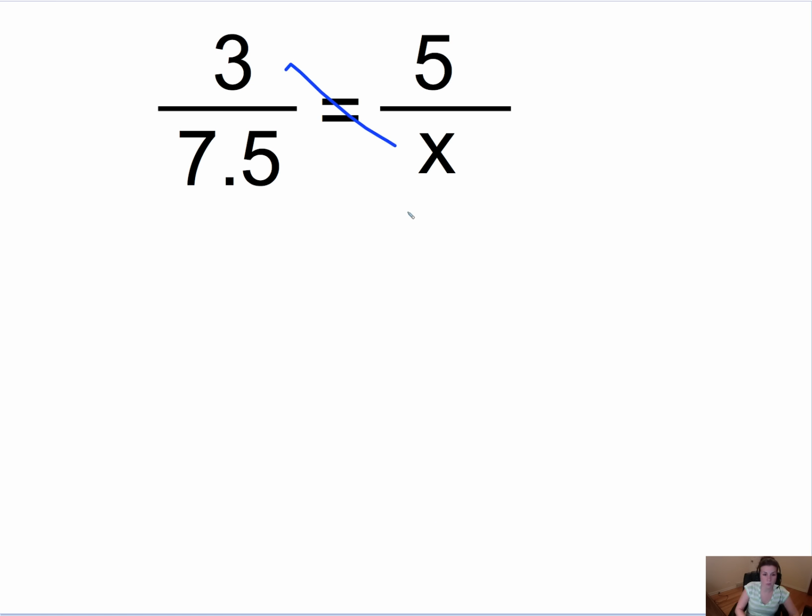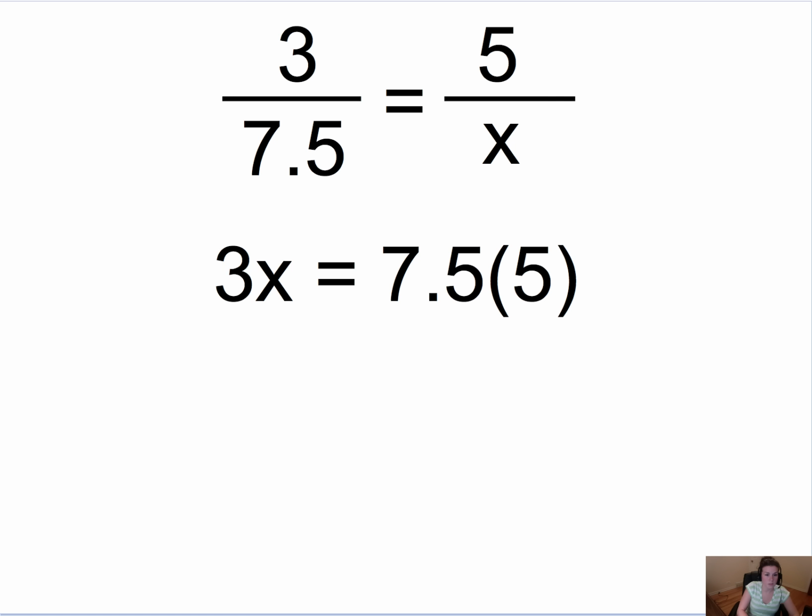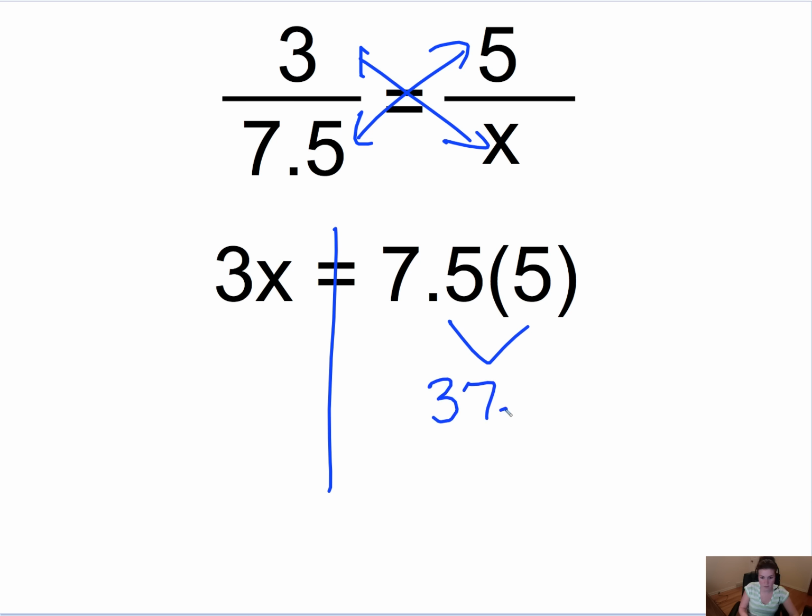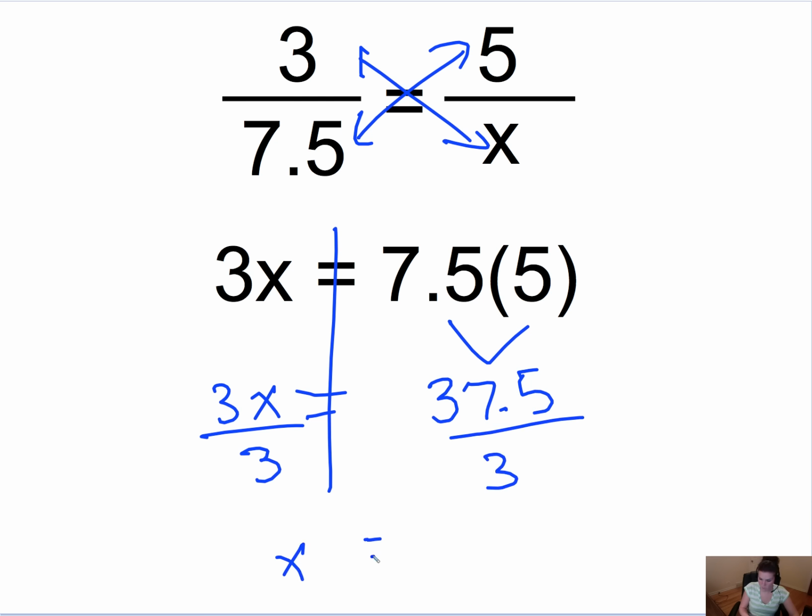So again, you would cross multiply then. So you would have 3 times x is equal to 7.5 times 5. And you would just solve this. So 7.5 times 5 would be 37.5. This is obviously 3x. And then we need to divide by 3 on both sides. So we get x equals 12.5 feet. So going back to the question, the height of the tree is 12.5 feet tall.